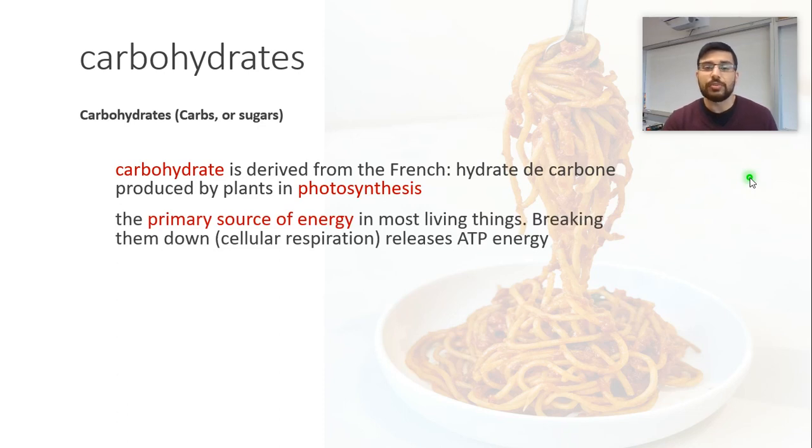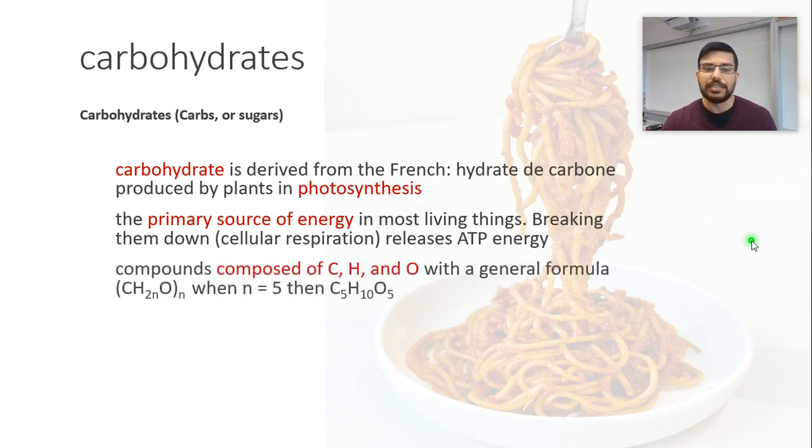This is going to be the primary source of energy for most living things. So if you generate ATP in any format, or if you are undergoing cellular respiration, this is going to be the energy source for the respiration. So us, in our mitochondria, we're going to take those sugars to make ATP. All these compounds are going to be composed of carbon, hydrogen, and oxygen, hence carbohydrate.